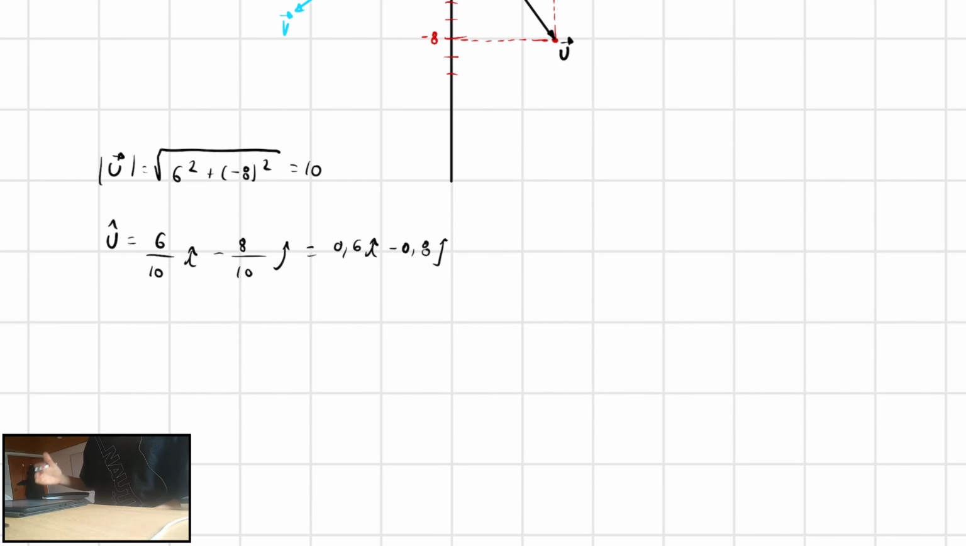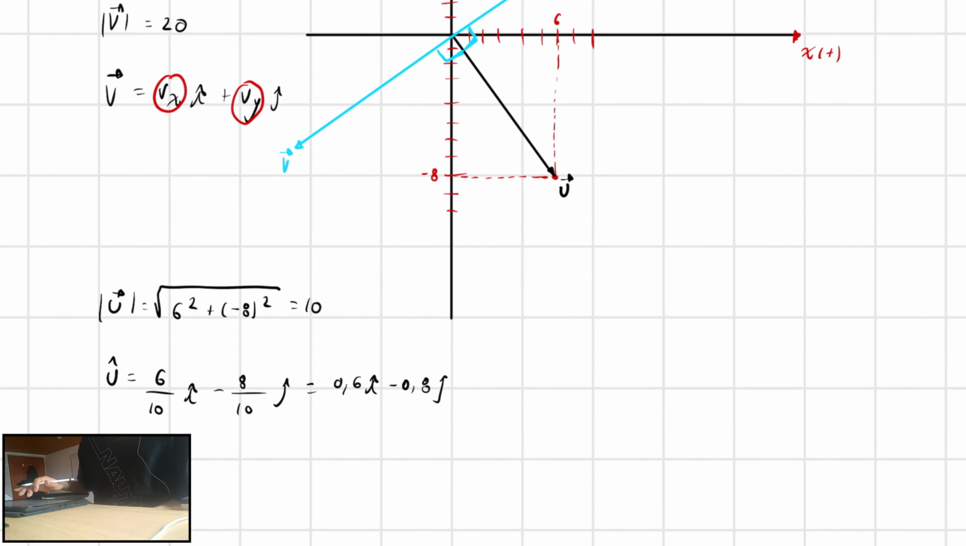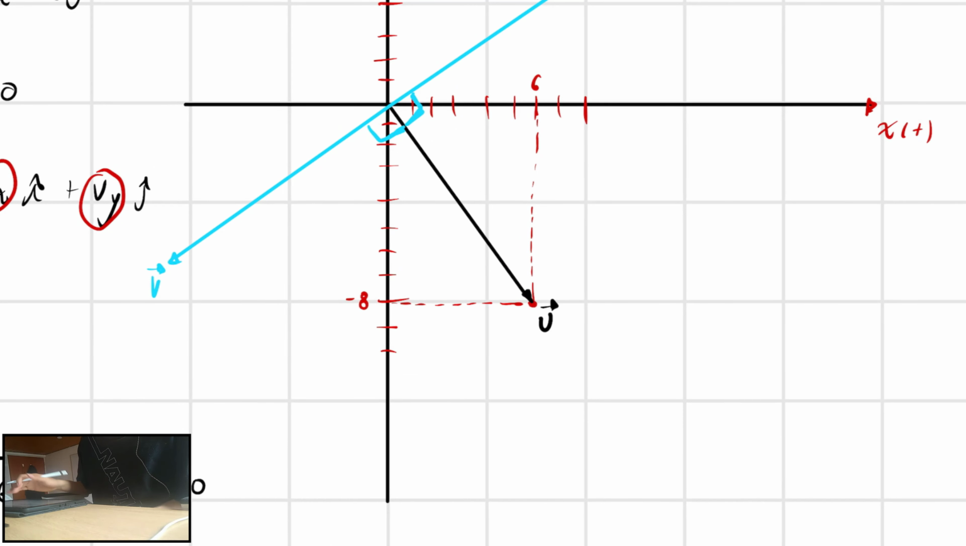Now we're going to find the unit vector taking into account the angle. So we should be able to find this angle that I'm going to call, for example, alpha.